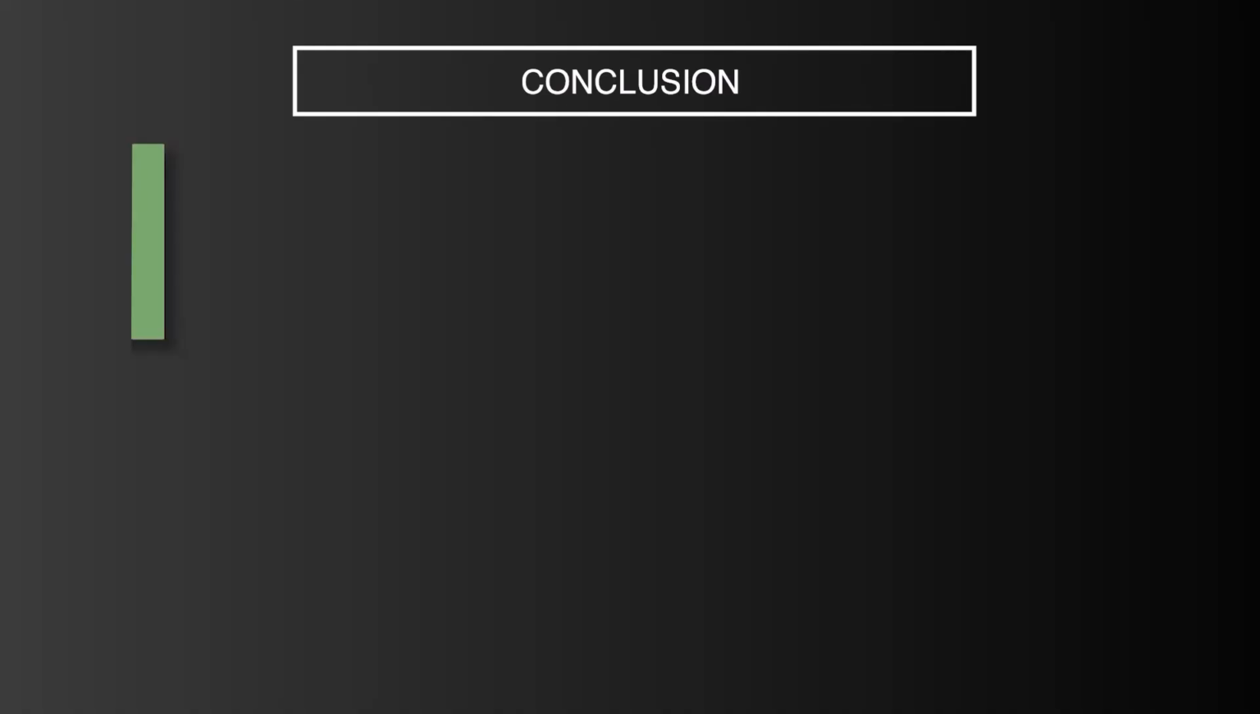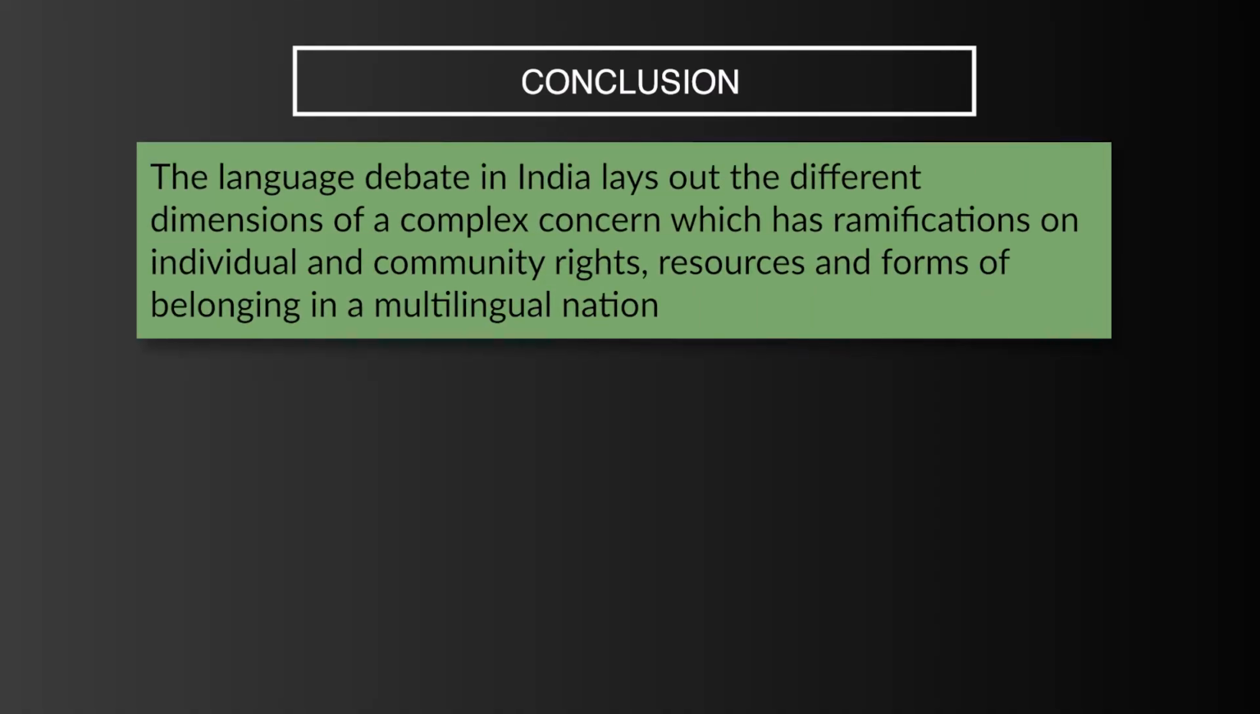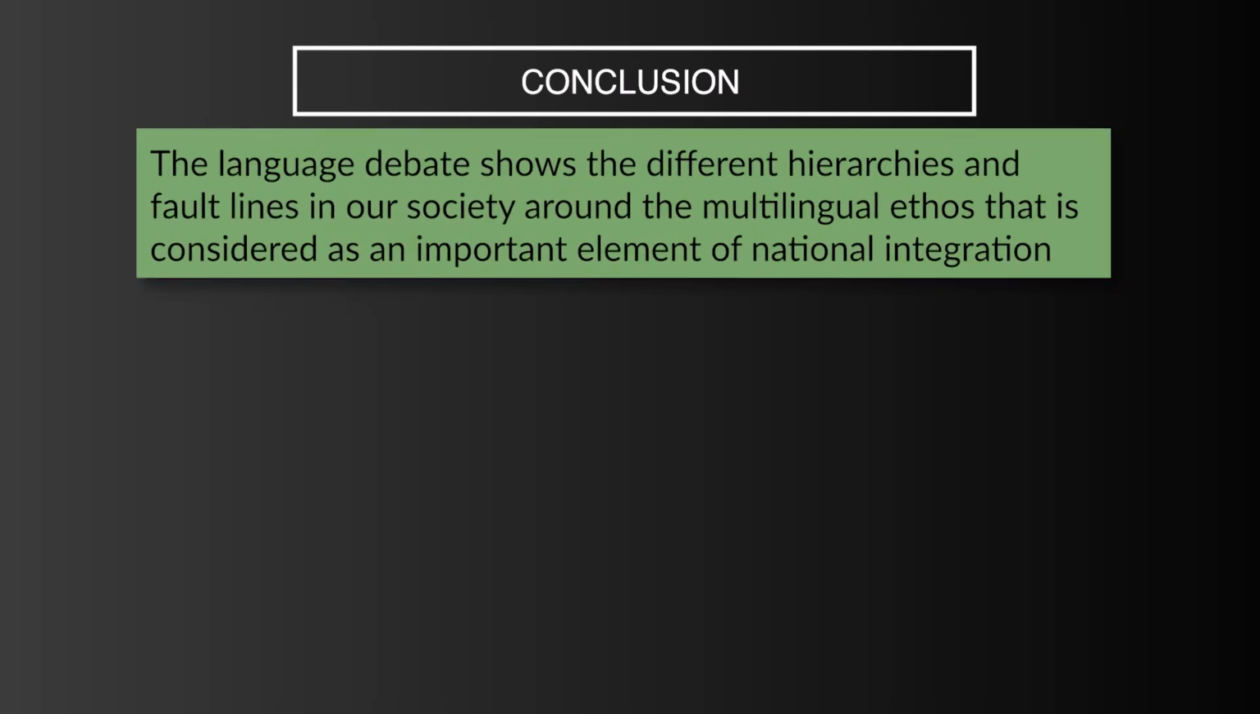Let me conclude the language debate by talking about the main points. The language debate, as we have articulated during this time, deals with the question of why language is an important aspect of our culture. It also spoke about how the question of language is much more complex because it is linked to individual and community rights, it is linked to resources and forms of belonging in a multilingual nation. Though it is felt that a multilingual nation is useful and better for national integration, the language debate shows that there are hierarchies and fault lines in our society around the same issue.